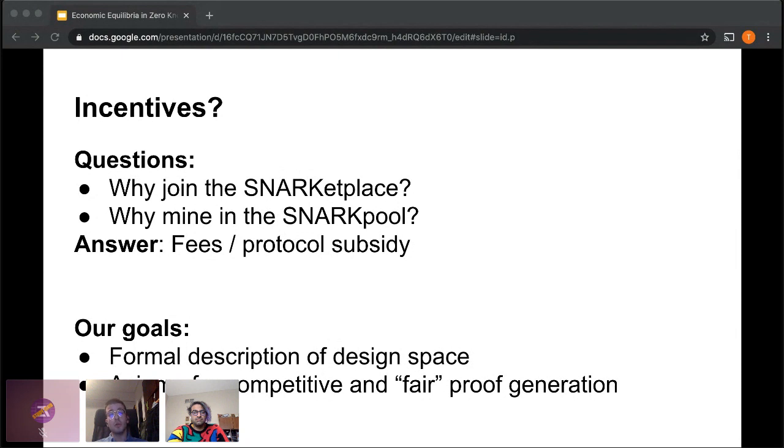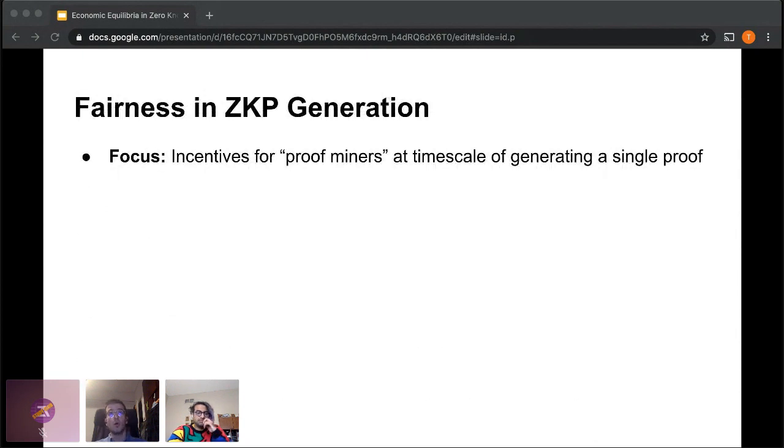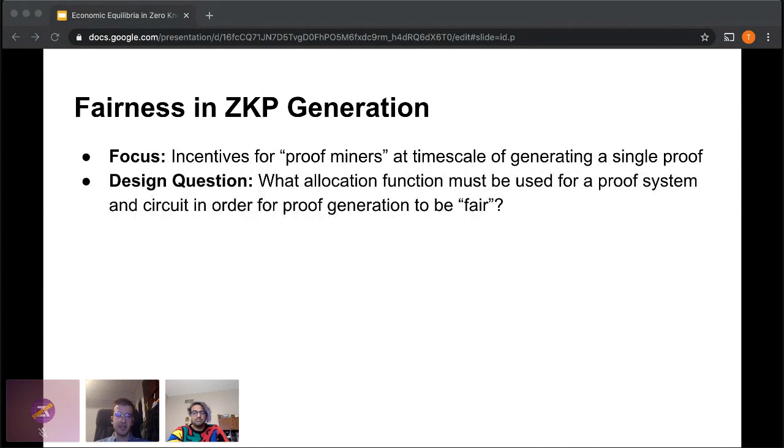And the most important properties that we want to encourage is the proof generation to be competitive and fair. And then the natural question becomes, what is fairness? Our focus on this will be in the incentives for proof miners, the provers, at the timescale of generating a single proof. So in Coda's case, generating a single proof is for one transaction. In the mining pool case, it's one block. So the design question becomes, how do we allocate rewards for our proof system and for our circuit for the proof generation to be fair?